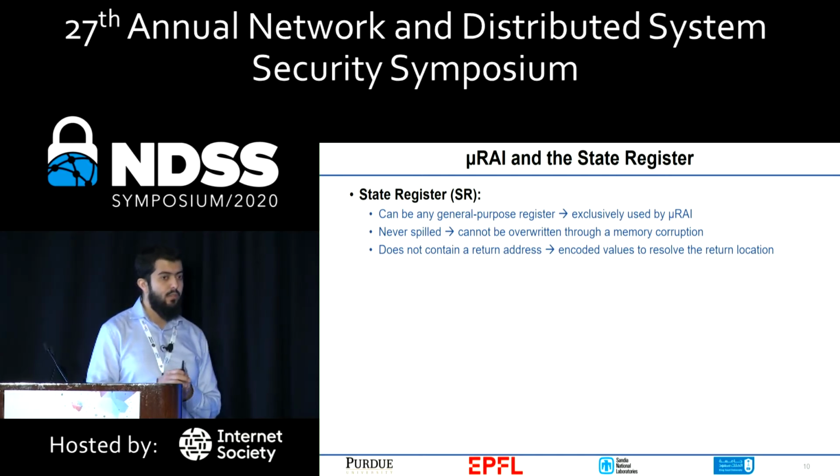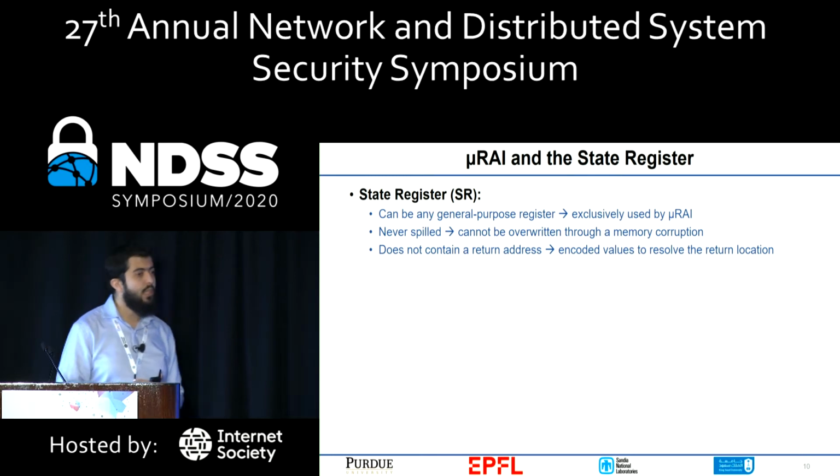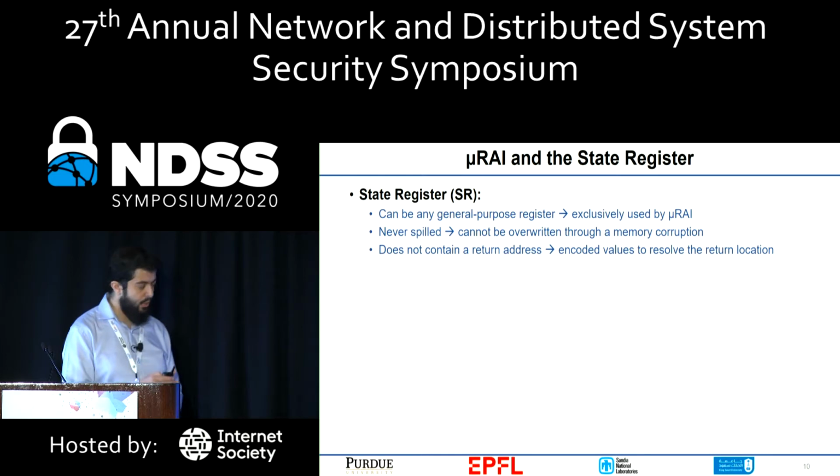Second, it's never spilled, so it cannot be overwritten through a memory corruption. And third, it does not contain the return address, but rather an encoded value. So how does this actually work?